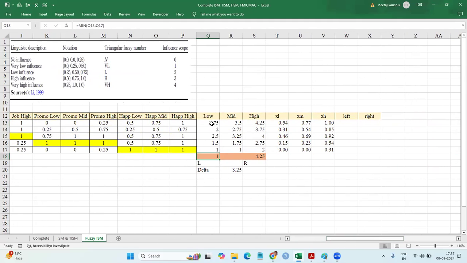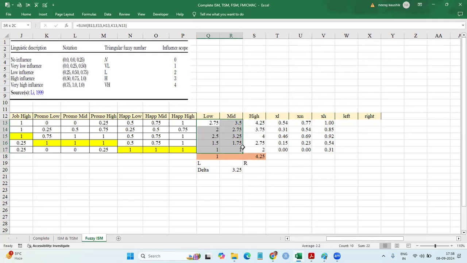What is the L? In the low value, I have used the min function. In the high value, I have used the max function. Here, this is the max function. And delta is the range. R minus L is the delta. So this is why I am doing it.